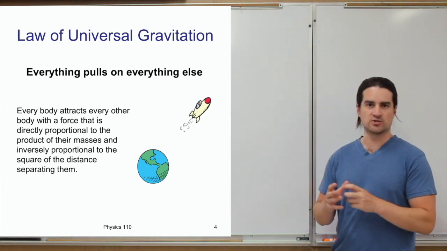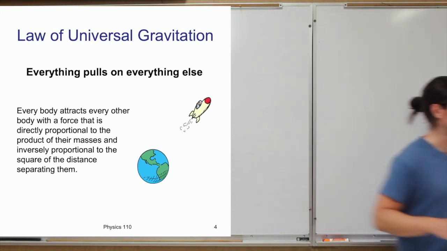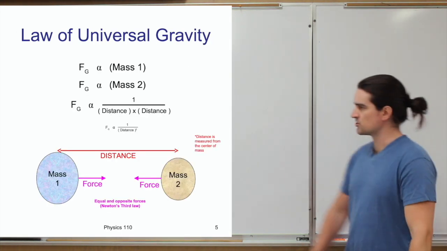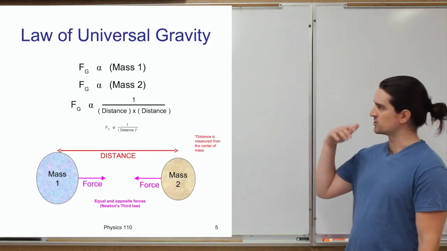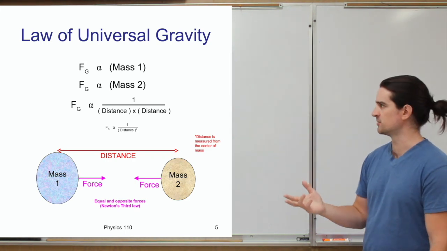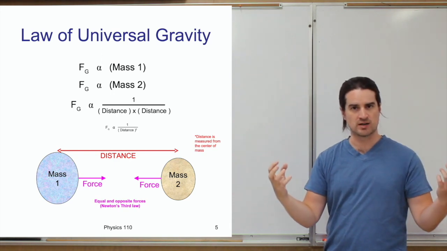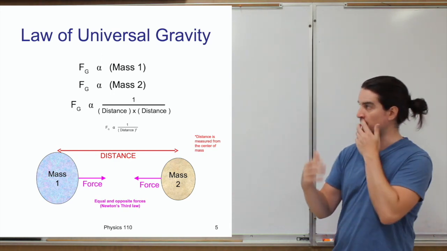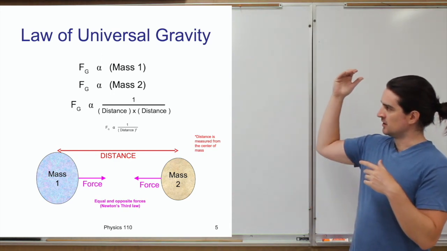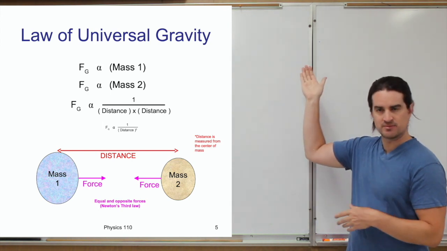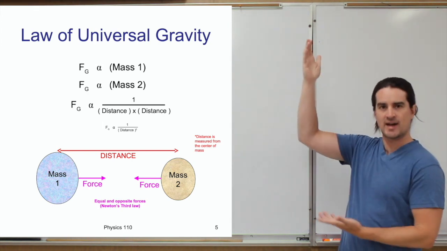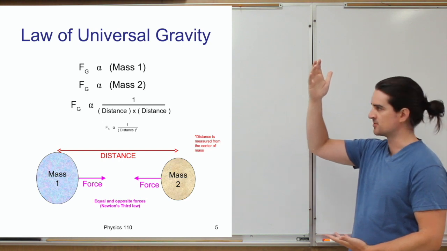So, 2 factors of the distance separating them. Let's look at that a little more closely then. So that was in words. If we try to start putting that into proportional relationships, we would say that the force of gravity between two objects, say object 1 and object 2, or mass 1 and mass 2, is proportional to the mass of the first object. So that mass goes up, the force of gravity between the objects goes up.